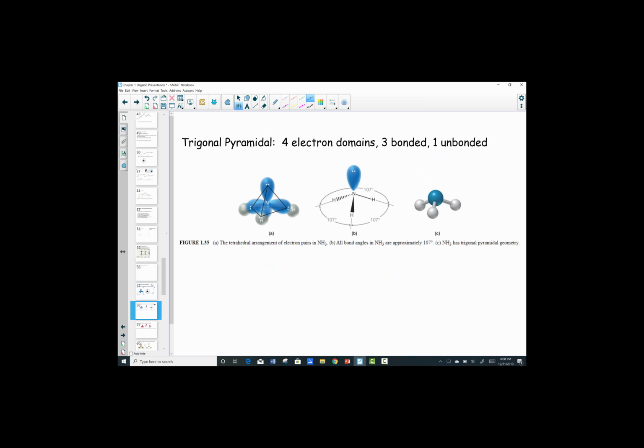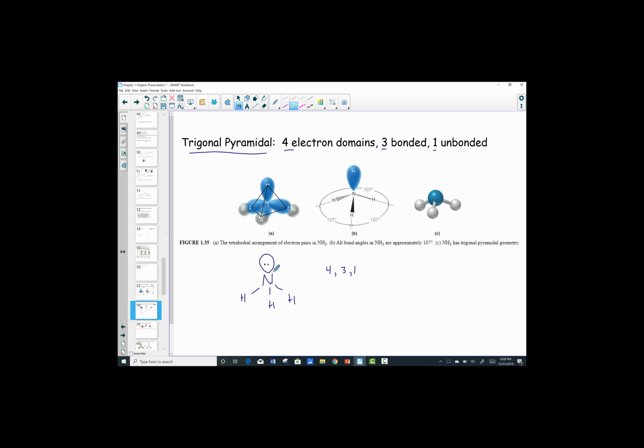If we have 4 electron domains, but only 3 are bonded and 1 is unbonded, the shape is now referred to as a trigonal pyramidal shape. Trigonal pyramidal. For example, the molecule ammonia. Ammonia has a central atom of nitrogen, leading down to 3 hydrogens, but instead of another atom up here, it has a lone pair of electrons. We would read this as 4 electron domains. Of the 4, 3 are bonded and 1 is unbonded. 4, 3, 1 on your VSEPR chart.